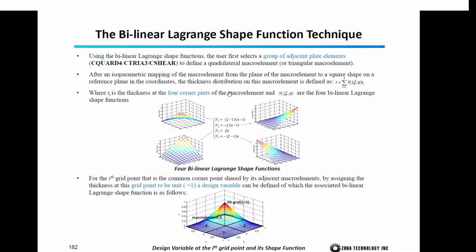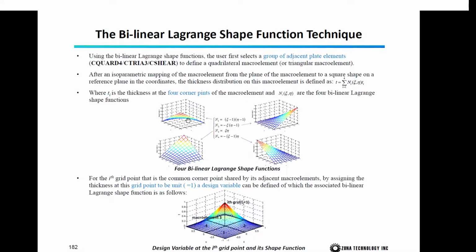What I'm showing here are the bilinear Lagrange shape functions. First, the user must select a group of adjacent plate elements, either C-4, C-3, or C-shear, to define a macro element, which is a quadrilateral or triangle macro element. Then Zymosis will perform an isoparametric mapping of the macro element from the plane of the macro element to a square shape on a reference plane.